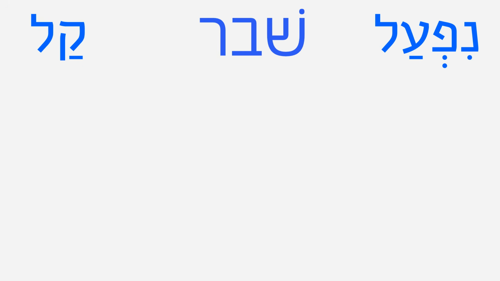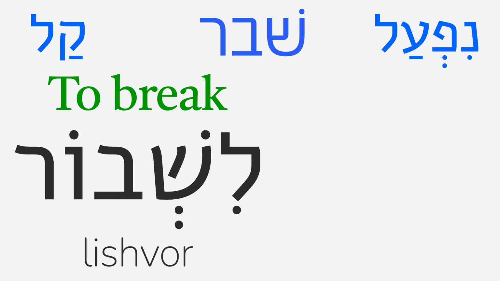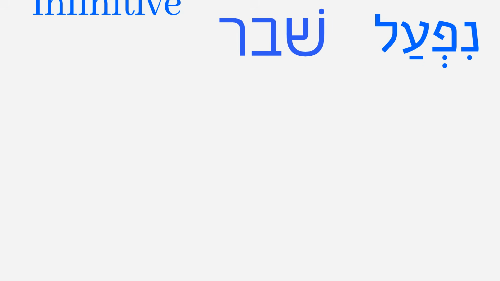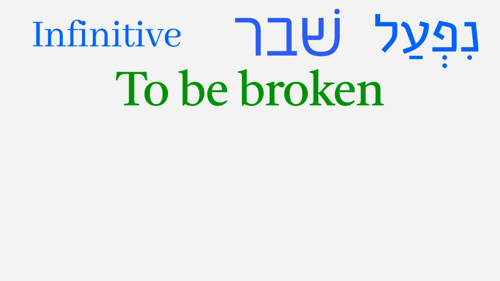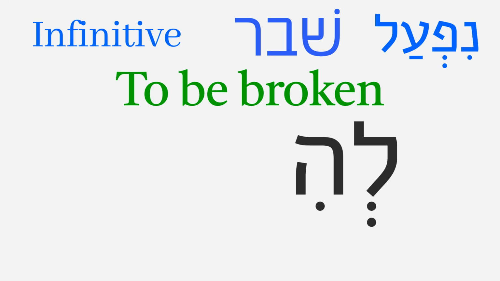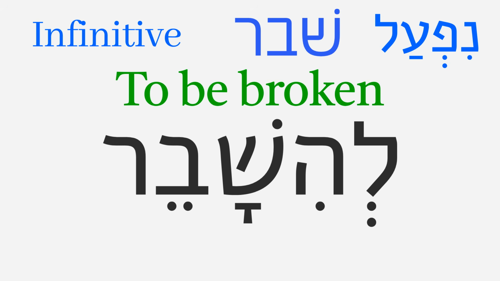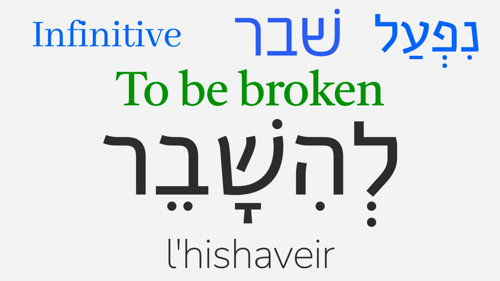Let's see another root that we can use in the kal and the nifal, shin bet resh. We've learned this root before in the kal. It makes the verb lishvor, to break. That means when we use it in the nifal, it has the passive meaning being broken. The infinitive, to be broken, will start with a lamed with shva and hey with hirek. Then we'll have the first root letter shin with kamatz, second root letter bet with tsere and no dagesh, and third root letter resh. Lahishaver, to be broken.